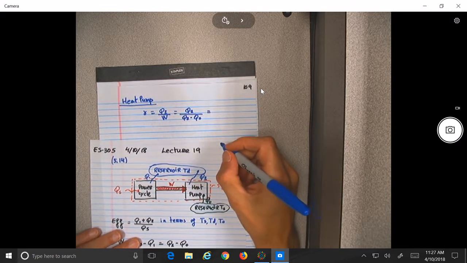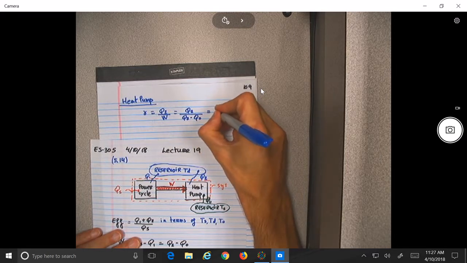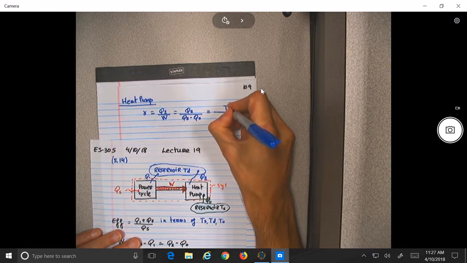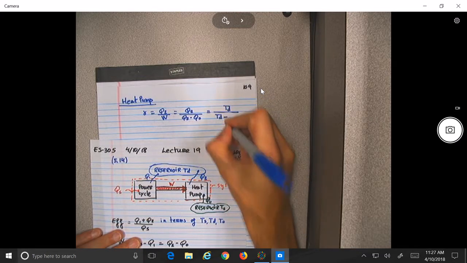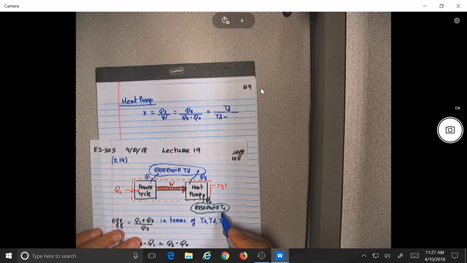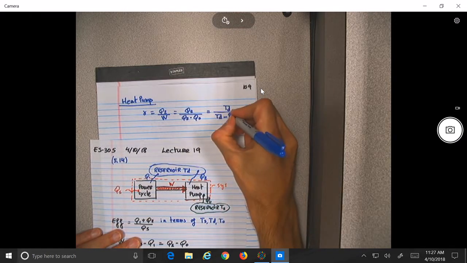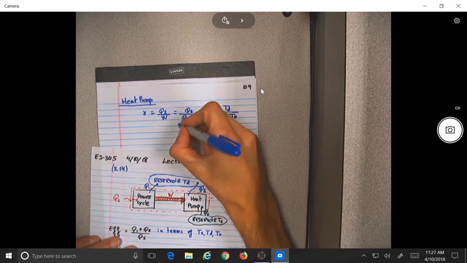So I have to do the mistake again. So this will be equal to what? T2, which is TD, minus T naught. Okay?